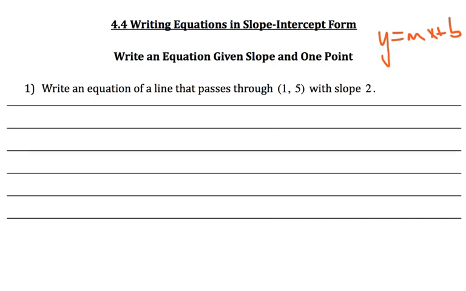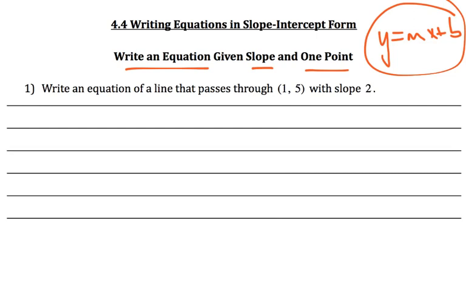So the heading for these sets of problems says write an equation. And since these equations are in slope-intercept form, that means this is going to be the final target. And we're going to write an equation when we're given two bits of information, one being slope, the second being a point. And let's talk about why this is possible.